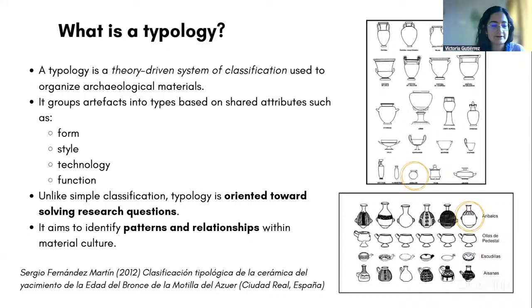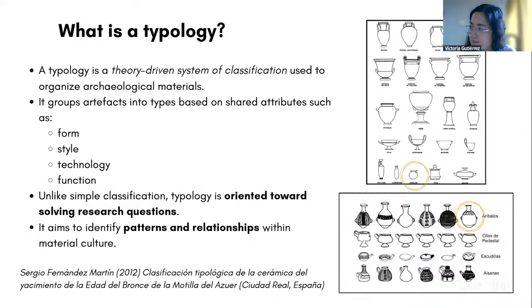And as Fernandez Martin proposes, typologies are not simply descriptive systems. They are analytical constructions intended to answer research questions. So they help us identify patterns and relationships within material culture. But at the same time, they are historically constructed, and they can move across very different cultural contexts.